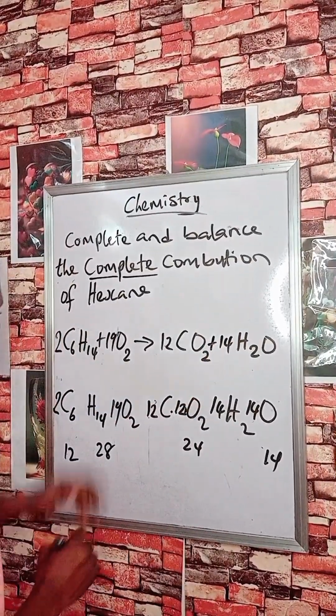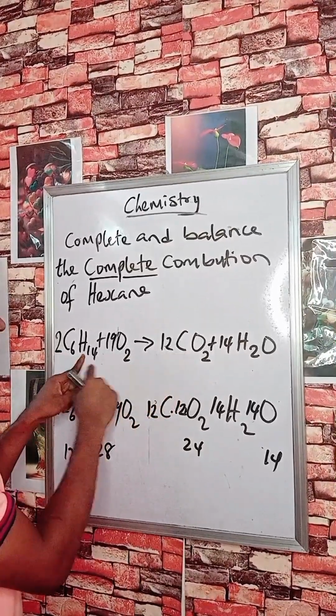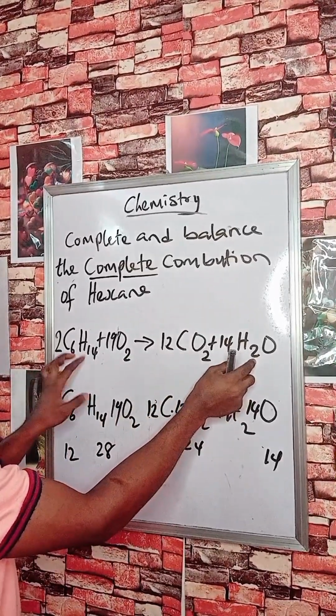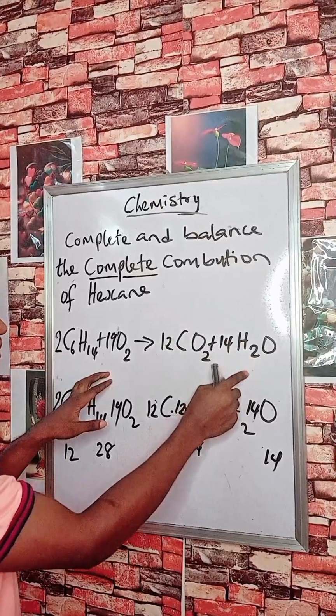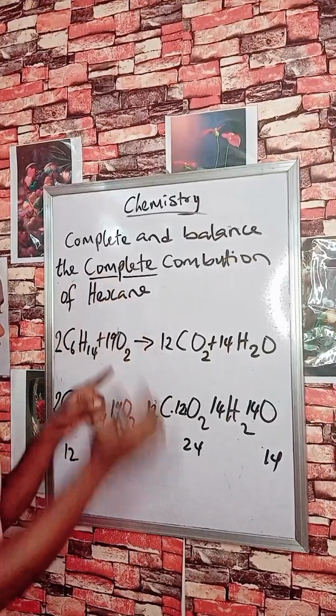You can still check. Now, this is 12, while this is 12. This is 14, while this is, sorry, this is 28, while this is 28. Oxygen is 14 plus this 38. 2 times 19 is 38. So our equation is balanced.